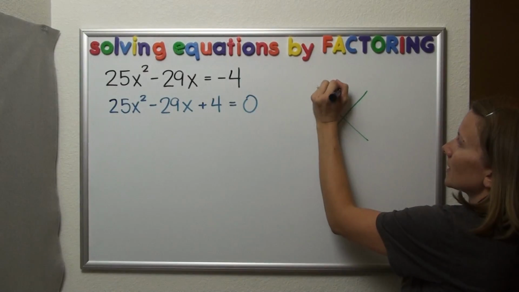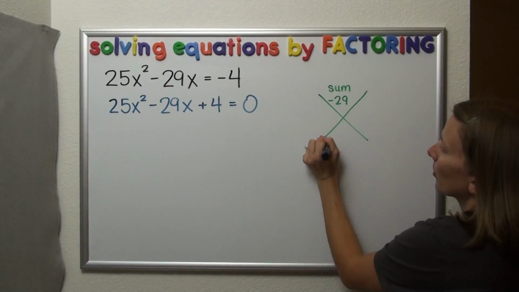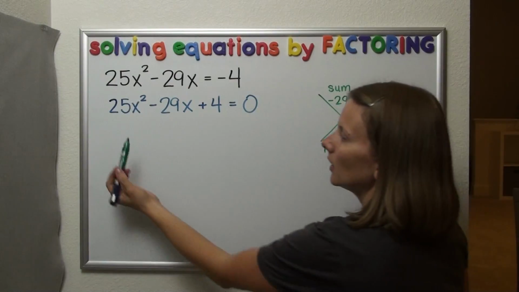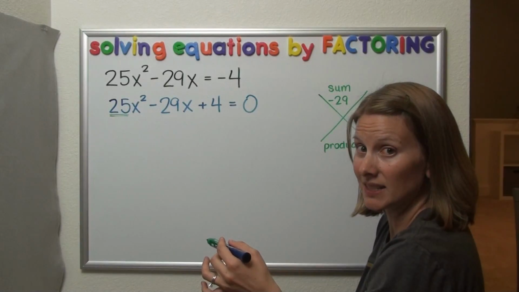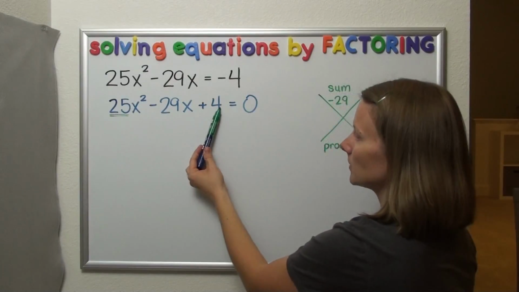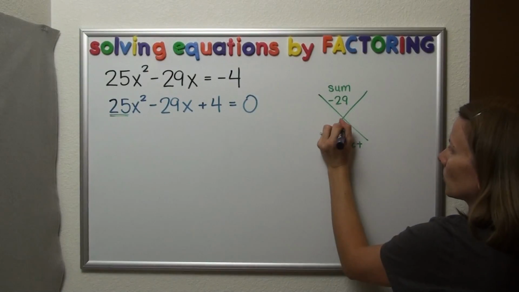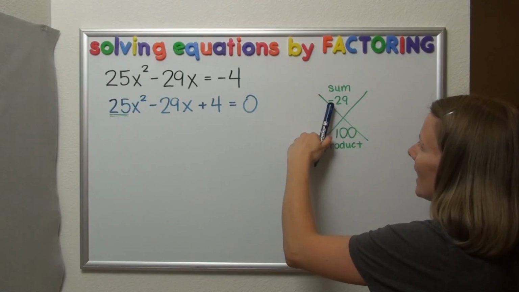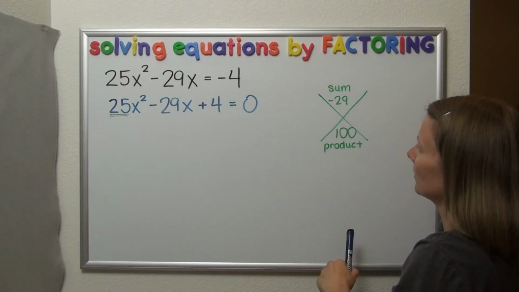For this X box, the sum we're after, again, is always that middle number, so -29. The product, however, we have to be careful here. This is different than the last few we've seen. With that coefficient in front of the x squared, remember that means we're doing that AC method. So you have to multiply first times last. That's 25 times 4. If you've got 4 quarters, you've got a buck. So 25 times 4 gives us 100. So we're looking for numbers that add to -29 but multiply to positive 100 at the same time.